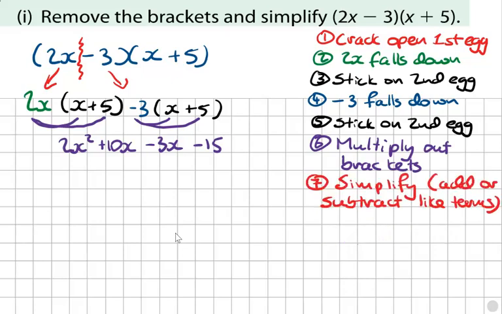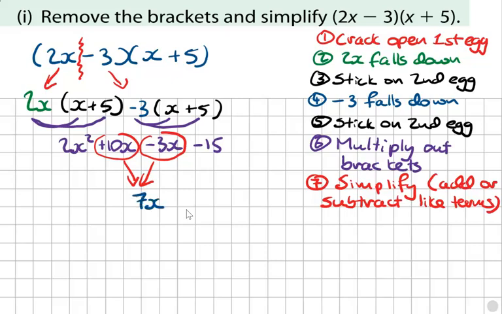So step 7, simplify, which means add or subtract the like terms. You can only add or subtract terms that have the same letter and the same power. So we cannot add x squareds with x's because they're not the exact same. The only things that we can put together here are the 10x and the -3x because they have the same letter and the same power. The power is really 1. X on its own is really x to the power of 1. We just can't see it. It's an invisible power of 1. So 10x minus 3x is 7x.